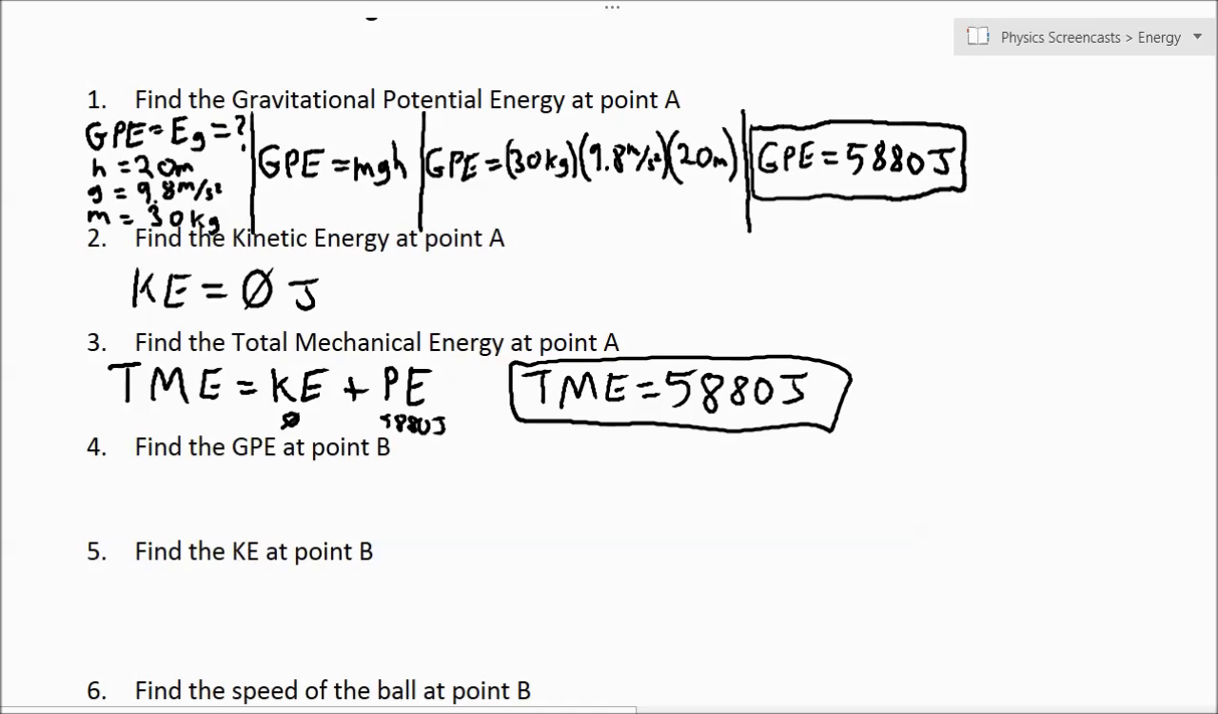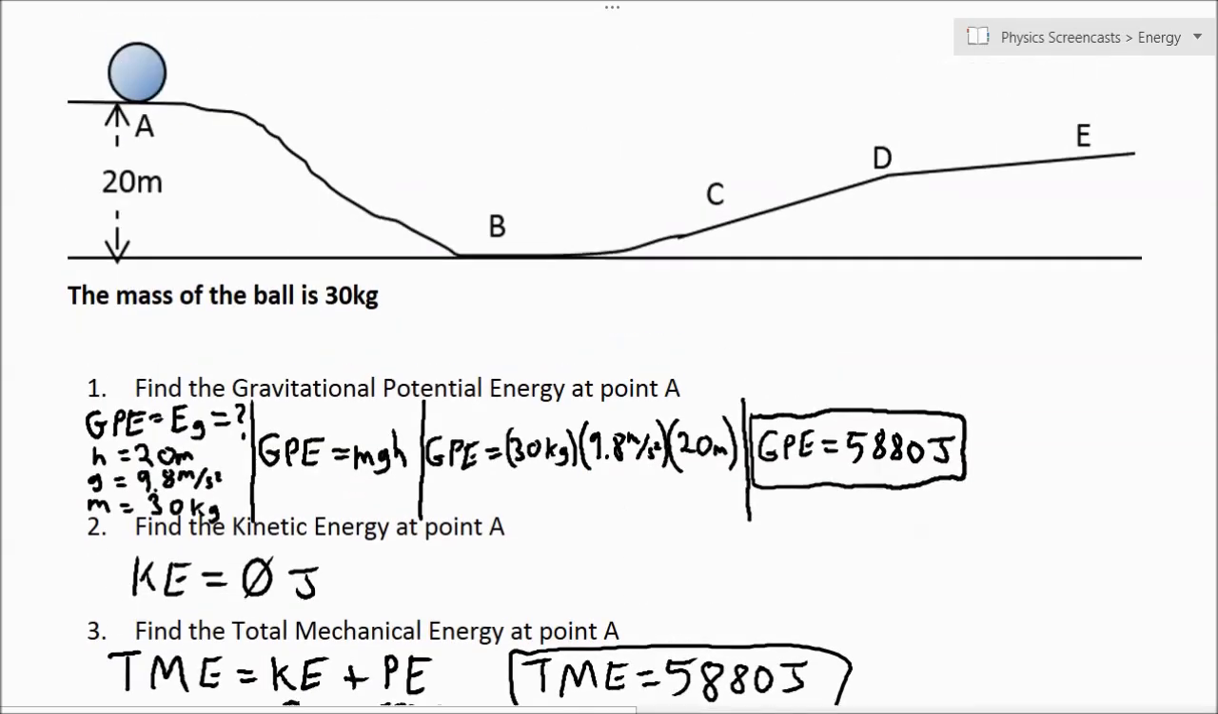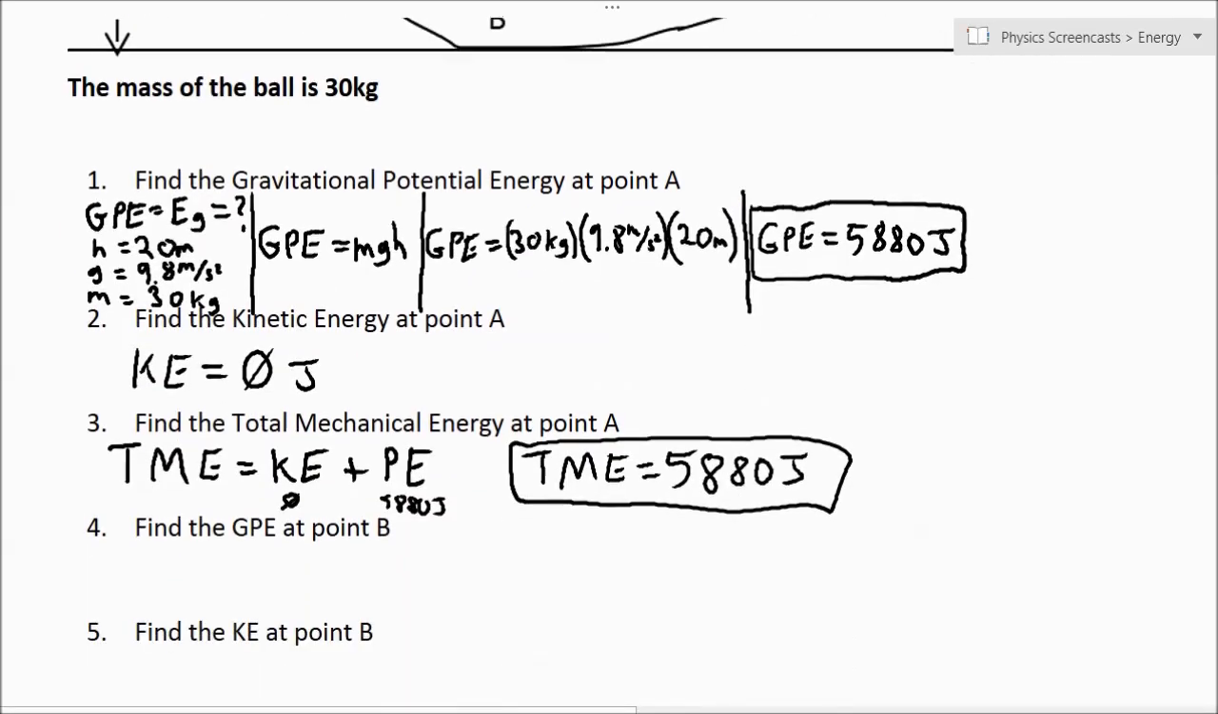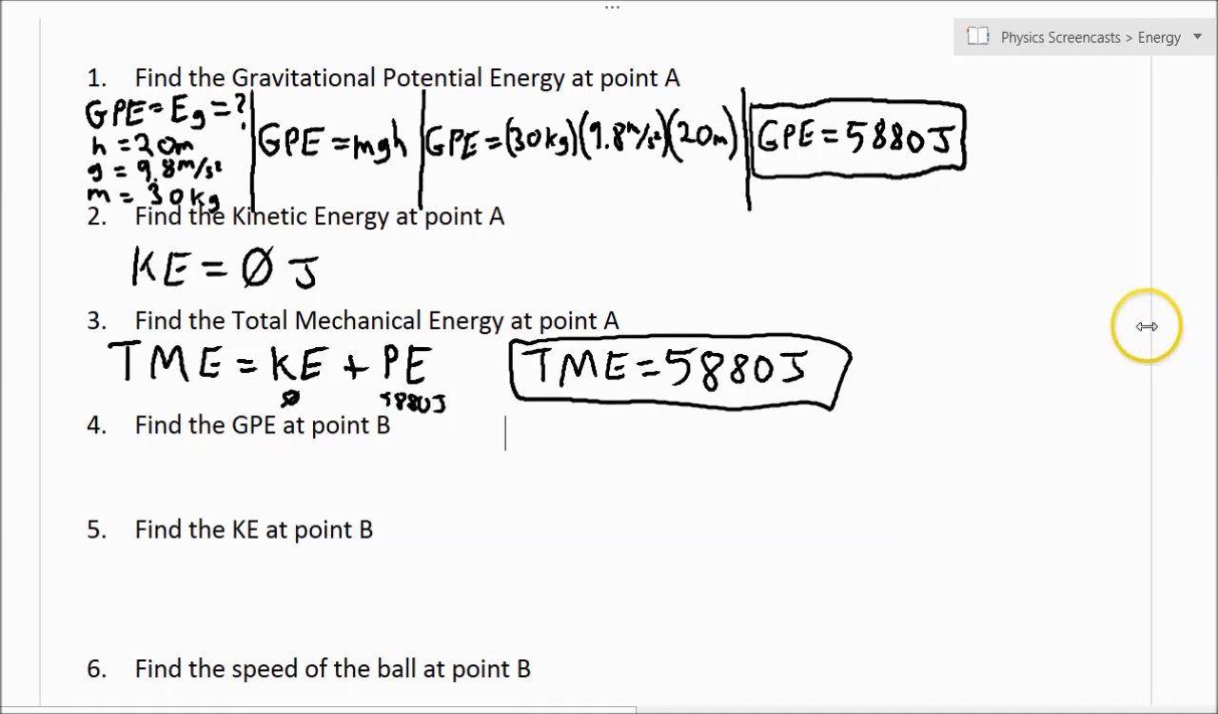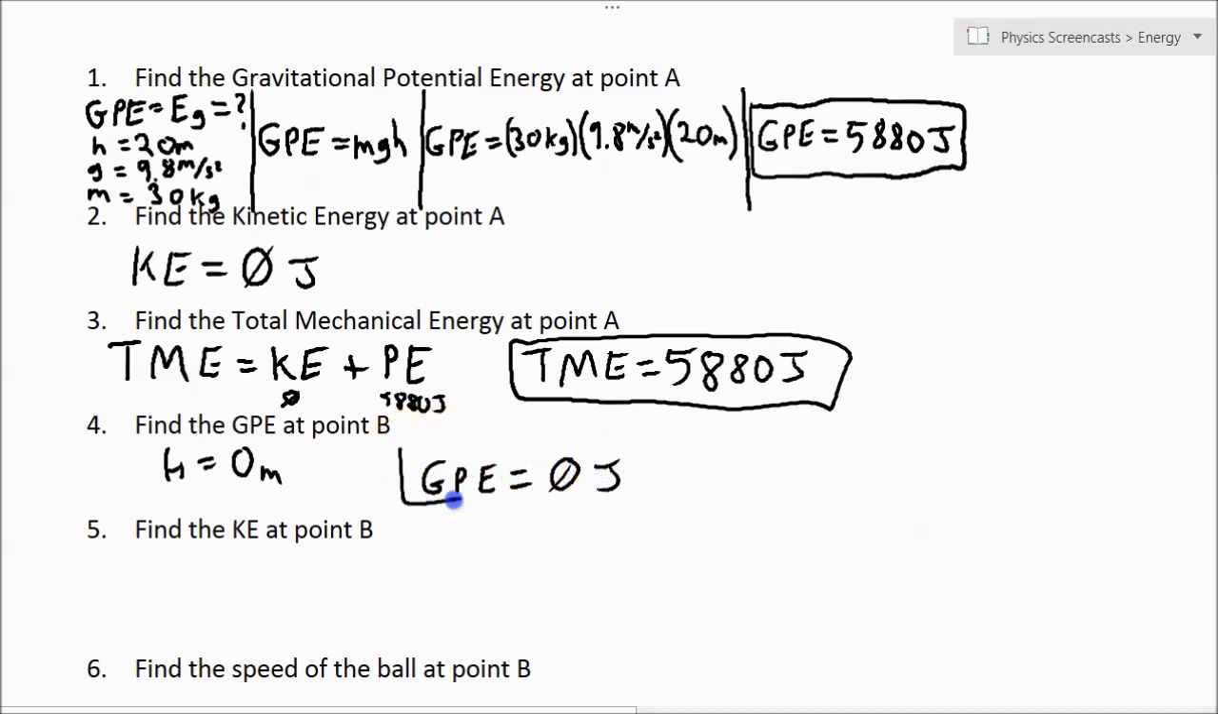Now we need to know the GPE, the gravitational potential energy at point B. Let's go back up here. Point B is at the very bottom of the hill. That means that there is 0 height. And so hopefully we don't have to work out this entire thing to find out that when you multiply anything times 0 height, the answer will be 0. So let me scroll back down here. Since h is equal to 0 meters, that means that the GPE is equal to 0 joules.